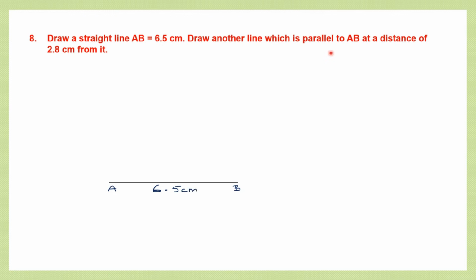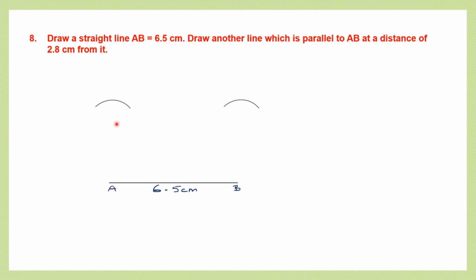Again, to draw another line which is parallel to line AB at a distance of 2.8 centimeters from it, another way of doing it is this. Take your compass needle, measure 2.8 centimeters, place the needle at A and draw an arc above A. So here we have an arc above A. Remember, it should be 2.8 centimeters from A. Similarly, with that same measurement, 2.8 centimeters, place it at B and draw an arc above. So now we have two arcs here.